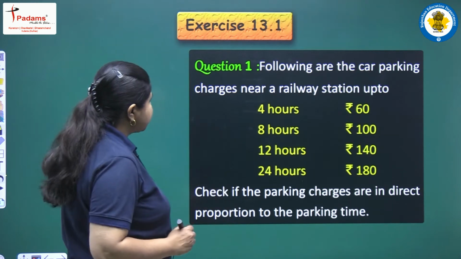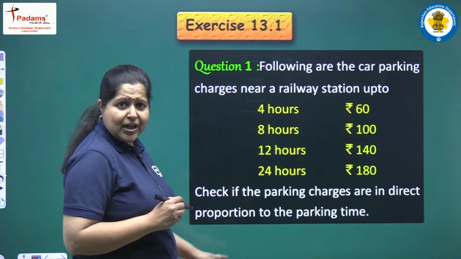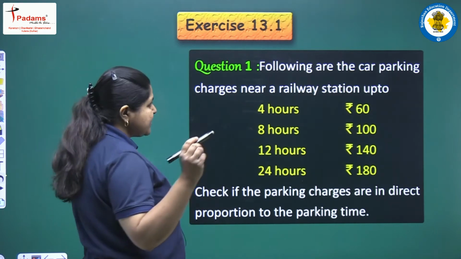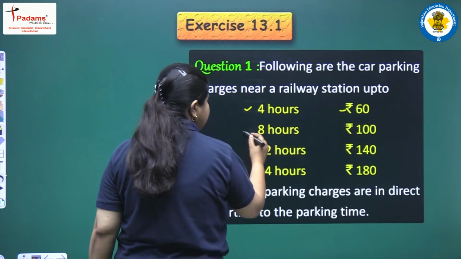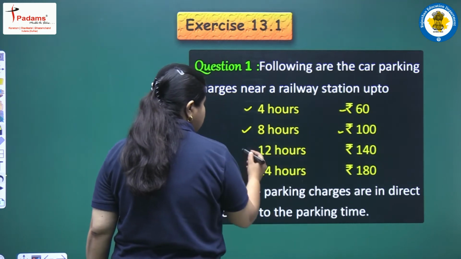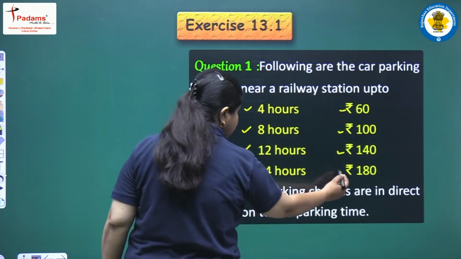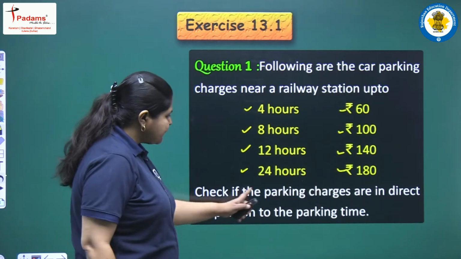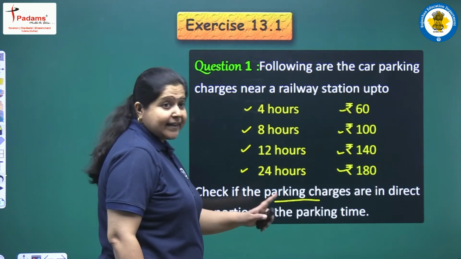Following are the car parking charges near a railway station. Here we have been given the car parking charges near the railway station, and these are given as up to 4 hours rupees 60, up to 8 hours rupees 100, up to 12 hours rupees 140, and up to 24 hours rupees 180. Check if the parking charges are in direct proportion to the parking time.